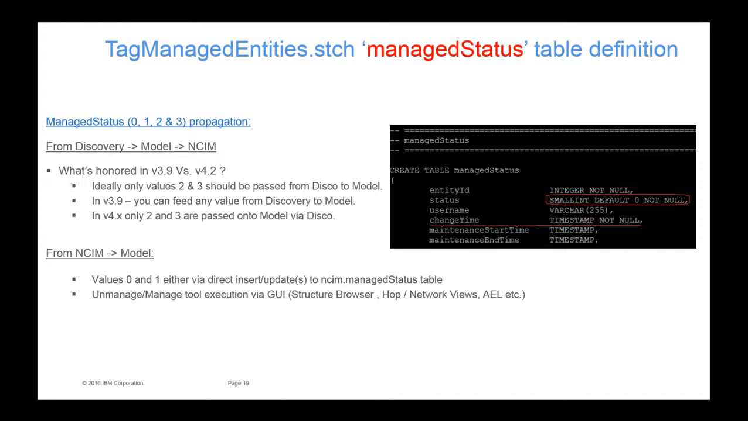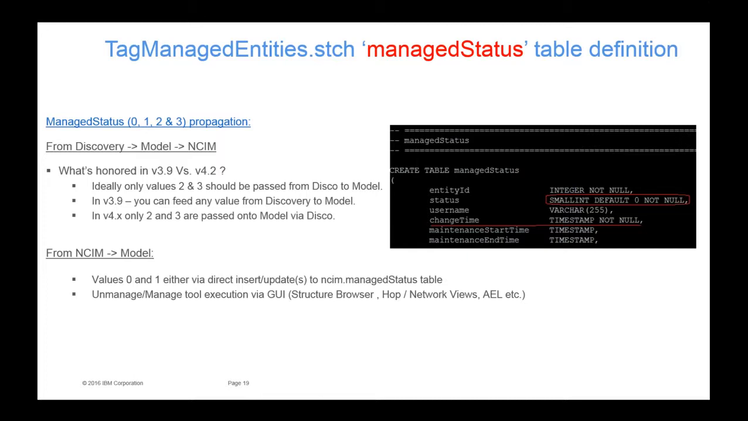So the key aspect I want to highlight here is in 3.9, you can set the managed status to any value. It can be 0, 1, 2, 3, or whatever, say 100. And that gets passed on to model, and then it can pass on to the NSIM database. Remember here, the status is a small integer. That means it can only hold a 2-digit number. So you can have a managed status value of 99, but that value will not be used by the other processes such as RCA and all. So you want to restrict your values to only 0, 1, 2, 3. Those are the values that are hard-coded in the actual product.